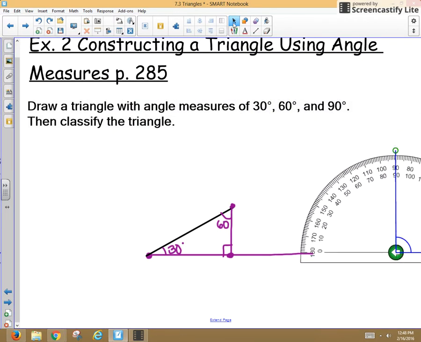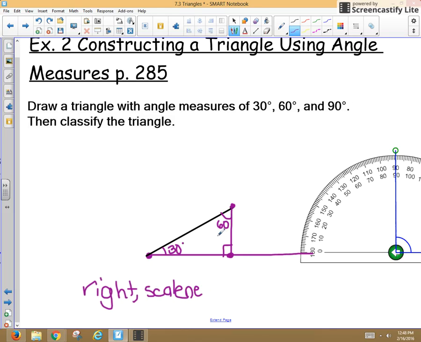Now it says to classify the triangle. So when we do that, we look at the sides and the angles. It's a right triangle because it has a right angle, but all 3 sides are different lengths. So it's a right scalene triangle. So I hope you do this with me. If you have your own protractor, try to do it on your own.